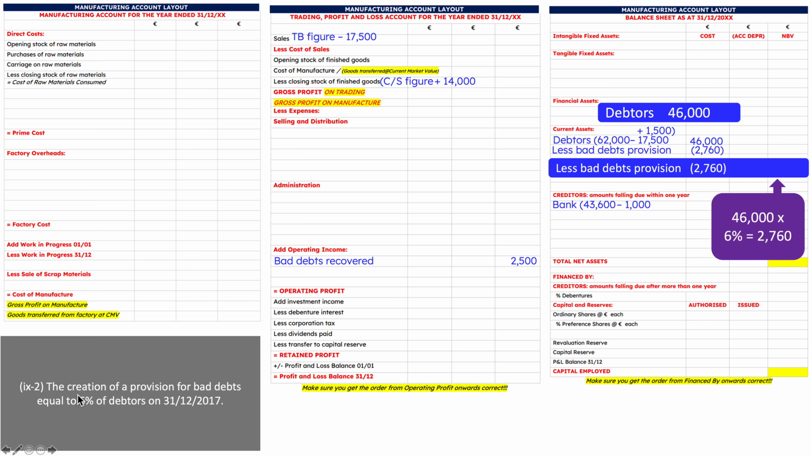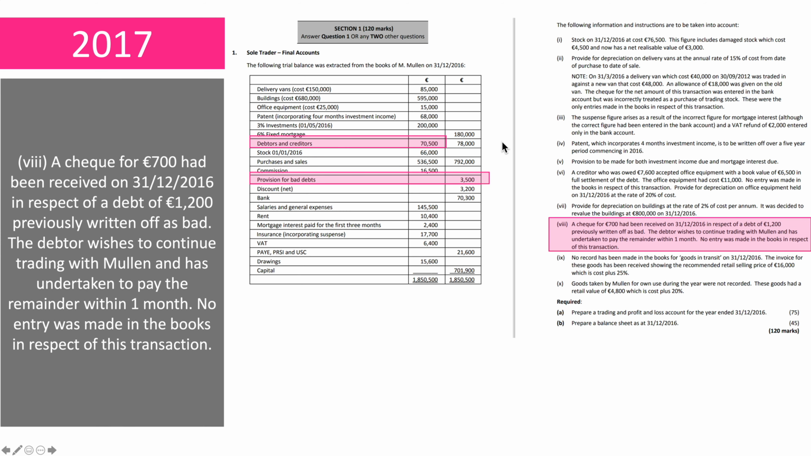Now this says the creation of, so bad debts provision did not exist before, and it was not in the trial balance. Therefore you're going to put all of this into selling and distribution. So provision for bad debts 2,760 will be recorded in there. So 2017, we've got debtors here 70,500, and you've got provision for bad debts 3,500.